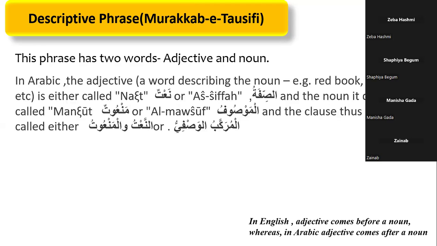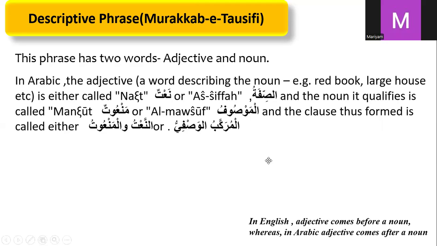So what do we call it in Arabic? In Arabic, the adjective is called sifat or na'at, which has 2 words, na'at or sifat. And the noun which it qualifies, because we are giving the quality to the noun, am I right? The noun it qualifies is called man'ut or mawsuf.